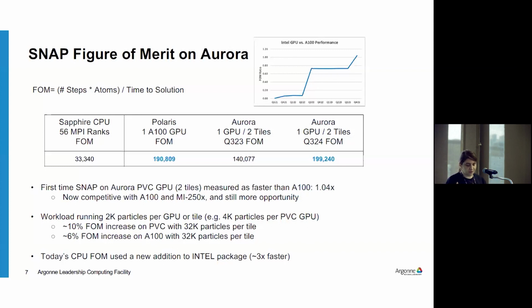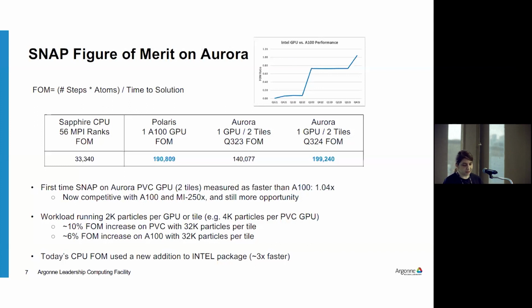So today we have SNAP on Aurora PVC with 2 tiles that is faster than A100, and that took us a while. We were at 75%, and to get over that took a lot of different optimizations that I will talk about in a bit. And you can see, and I'm not showing it here, but it's also competitive with MI250X.